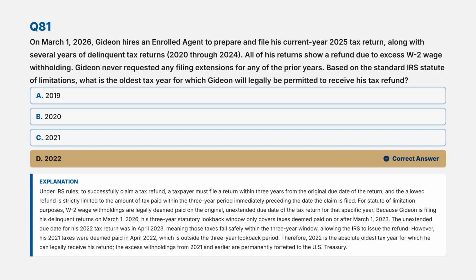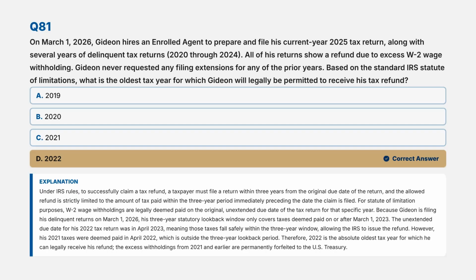The unextended due date for his 2022 tax return was in April 2023, meaning those taxes fall safely within the 3-year window, allowing the IRS to issue the refund. However, his 2021 taxes were deemed paid in April 2022, which is outside the 3-year lookback period. Therefore, 2022 is the absolute oldest tax year for which he can legally receive his refund. The excess withholdings from 2021 and earlier are permanently forfeited to the US Treasury.